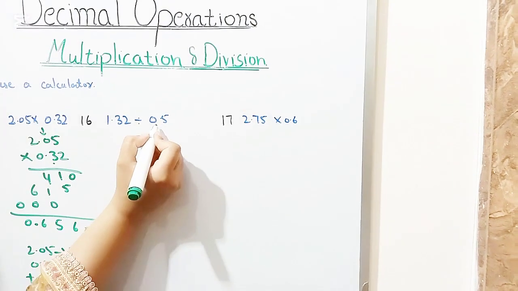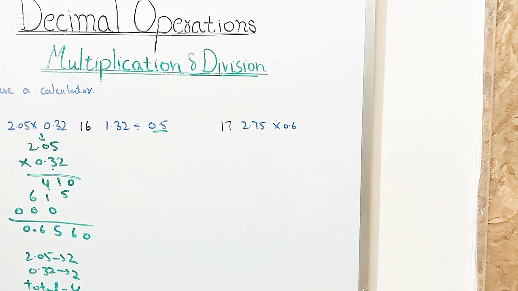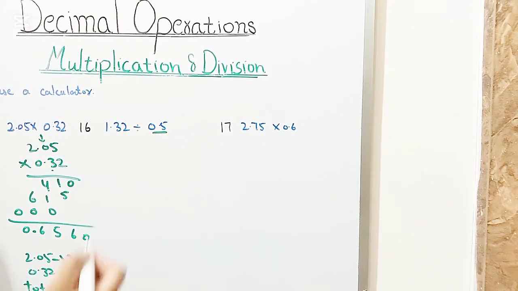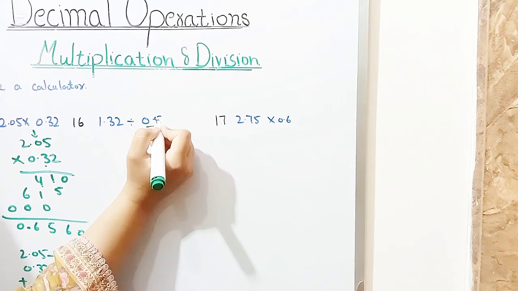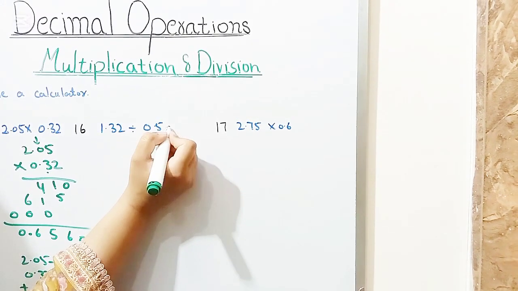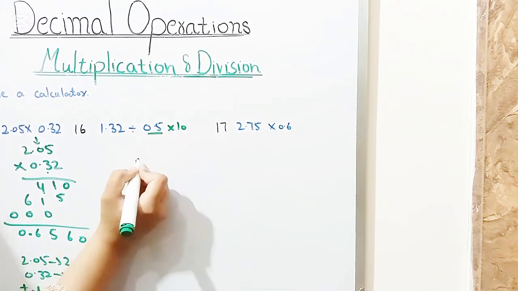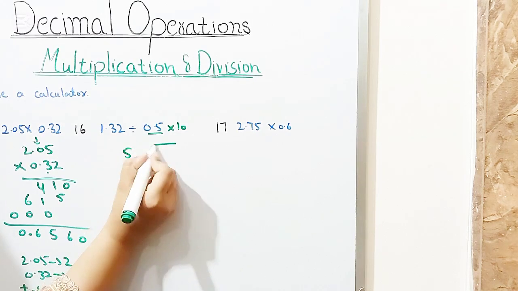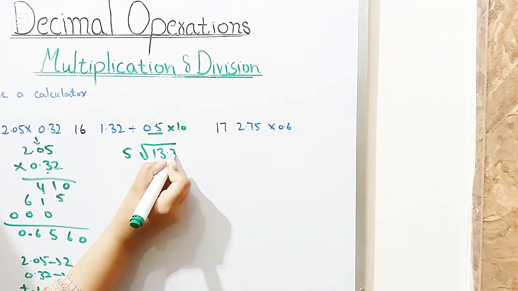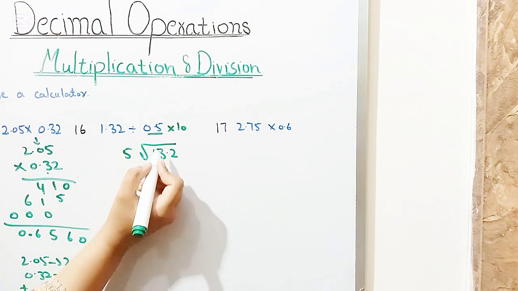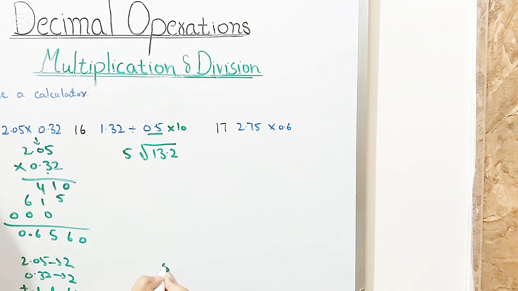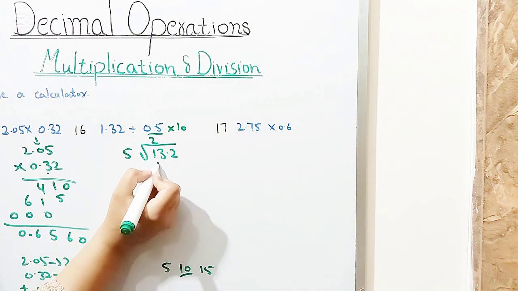Now again 0.5. We will want to remove decimals from the divisor. Multiply both values by 10. Now 5 and 13.2. Yes, 5 1s are 5, 5 2s are 10, 5 3s are 15. So I will write 2, 5 2s are 10.